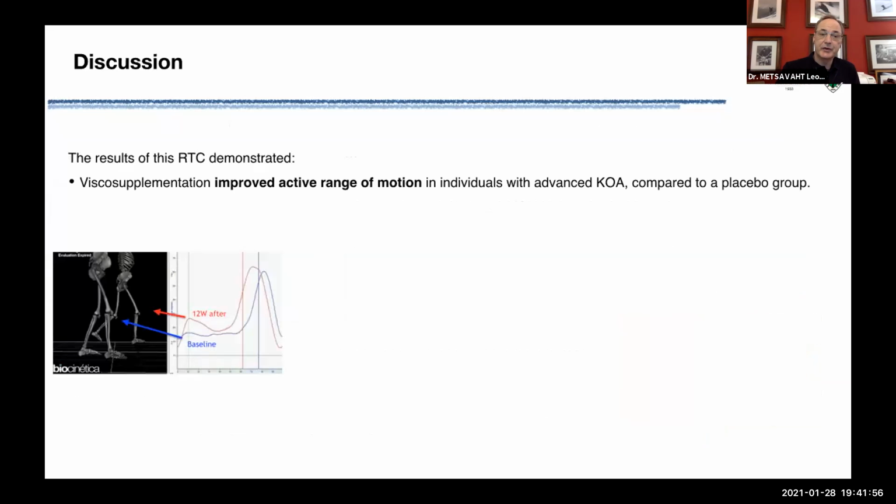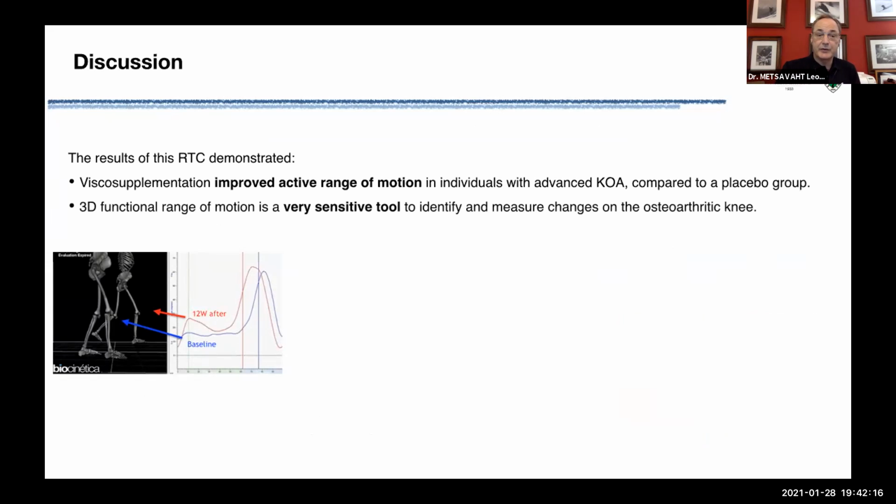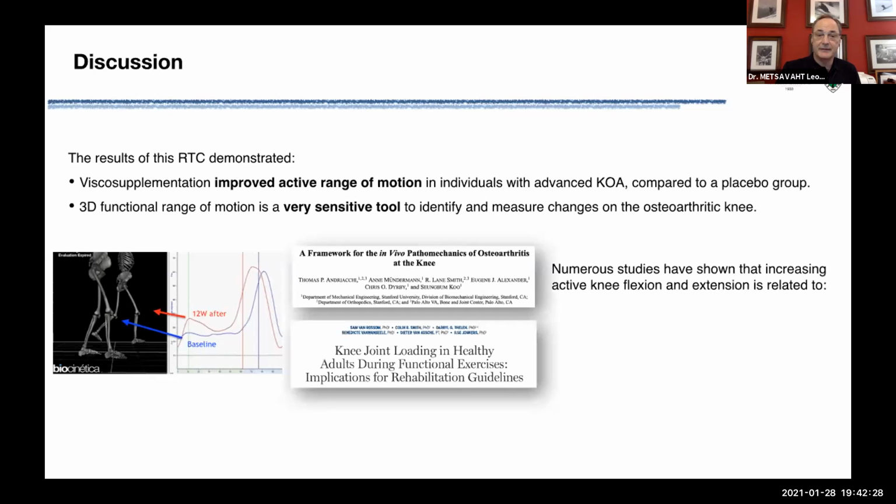And this study showed us that viscous supplementation improved the active range of motion in individuals with advanced knee osteoarthritis. With advanced knee osteoarthritis, we can extrapolate that for people with less aggressive knee osteoarthritis. And the 3D functional range of motion is very sensitive to identify and measure changes in osteoarthritic knees, even in small samples, because it's a very precise measure.